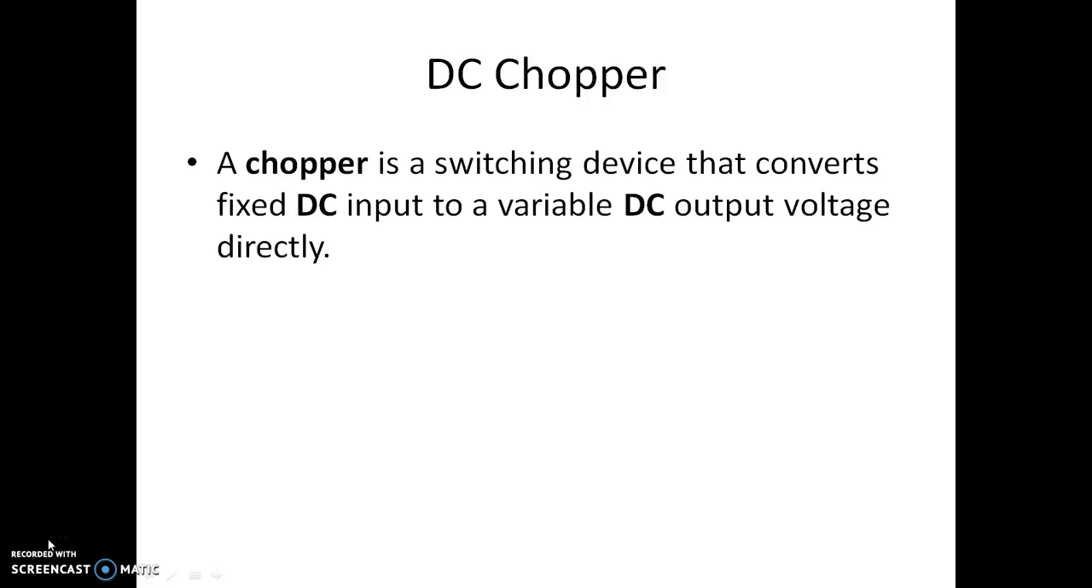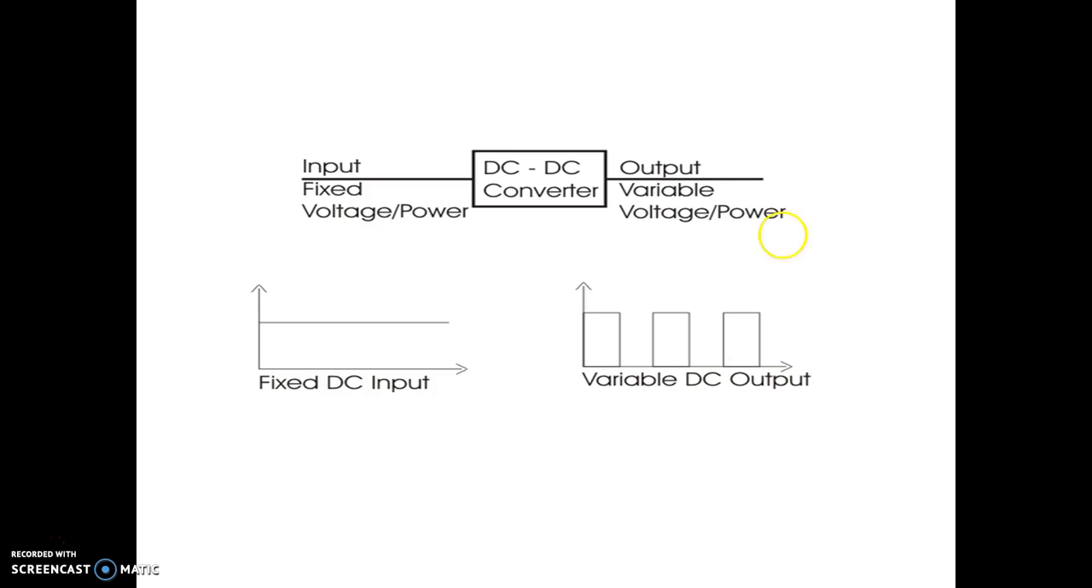Today we are going to learn what is a DC chopper. A chopper is a switching device that converts fixed DC input to variable DC output voltage. If you see in this diagram, it converts fixed DC input voltage into variable DC output voltage.